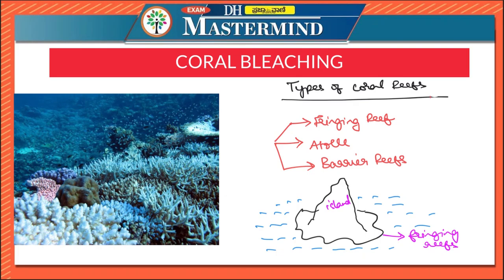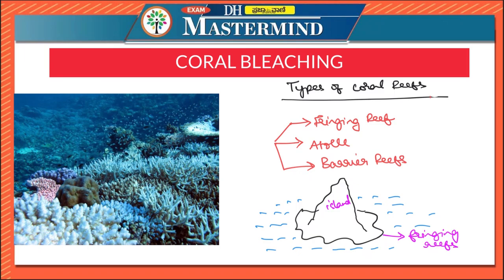So this is the example here. This is the fringing reef here, which is actually formed between the adjacent sea and the island. Fringing reefs form borders along the shoreline and surrounding islands. Fringing reefs grow directly out from the shore.